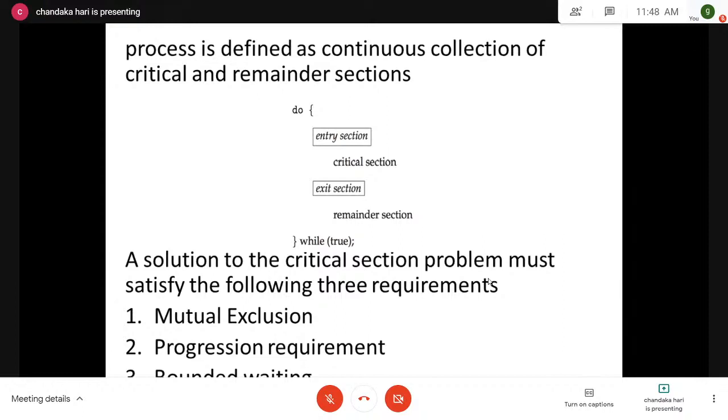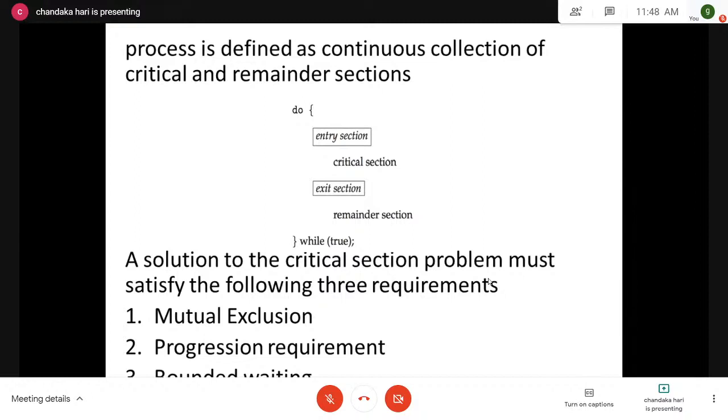Do, while true. This is the do. Entry section: first of all, obtain locks on the common data items. Then you are allowed to continue to the critical section. Once your execution is complete, you need to return all the resources. That is, releasing the locks is called the exit section. And this is the remainder section.